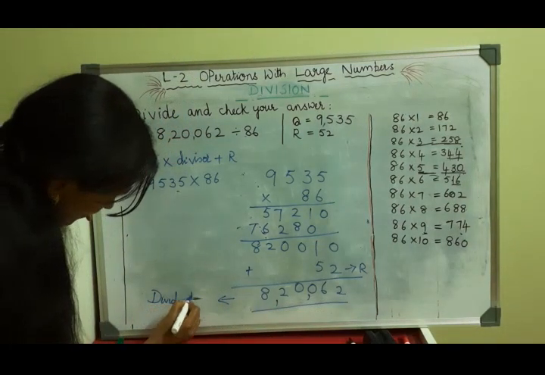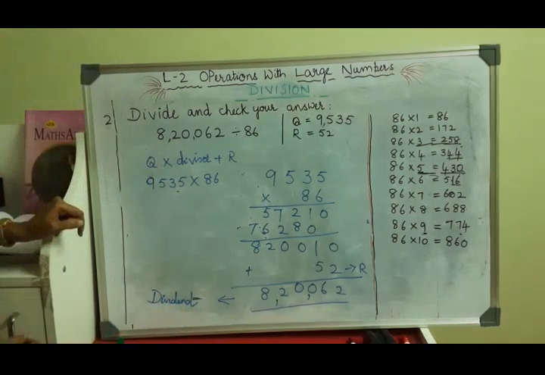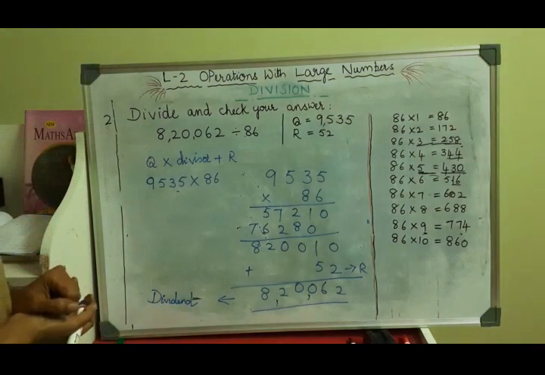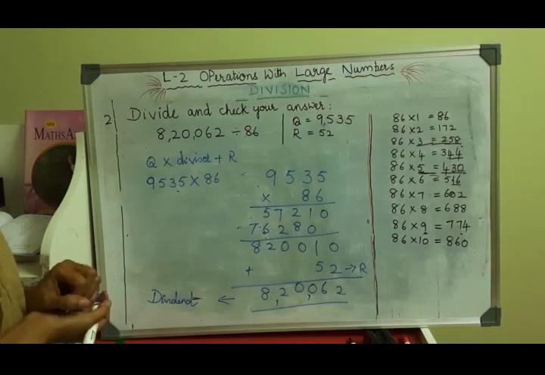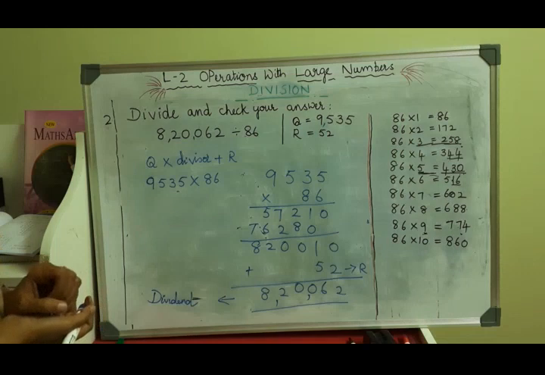Dividend. You got. So, the division we have done, it is correct. This is how we have to check our answers, whether we have done right or wrong.